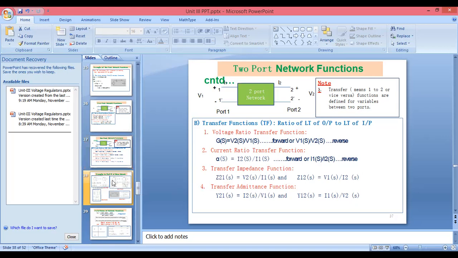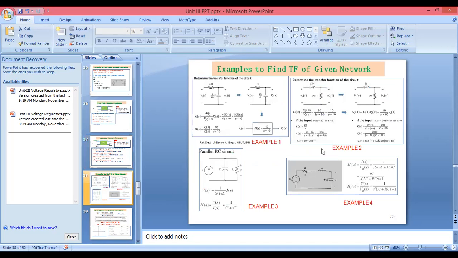Now we can see the examples. I have given four examples here for RC, for RL, and for RLC. You can see in the first example. Just see, then only you will get the things. First, focus on this first block. What are we doing here? We are using a resistor and a capacitor. The question is: determine the transfer function of the circuit.